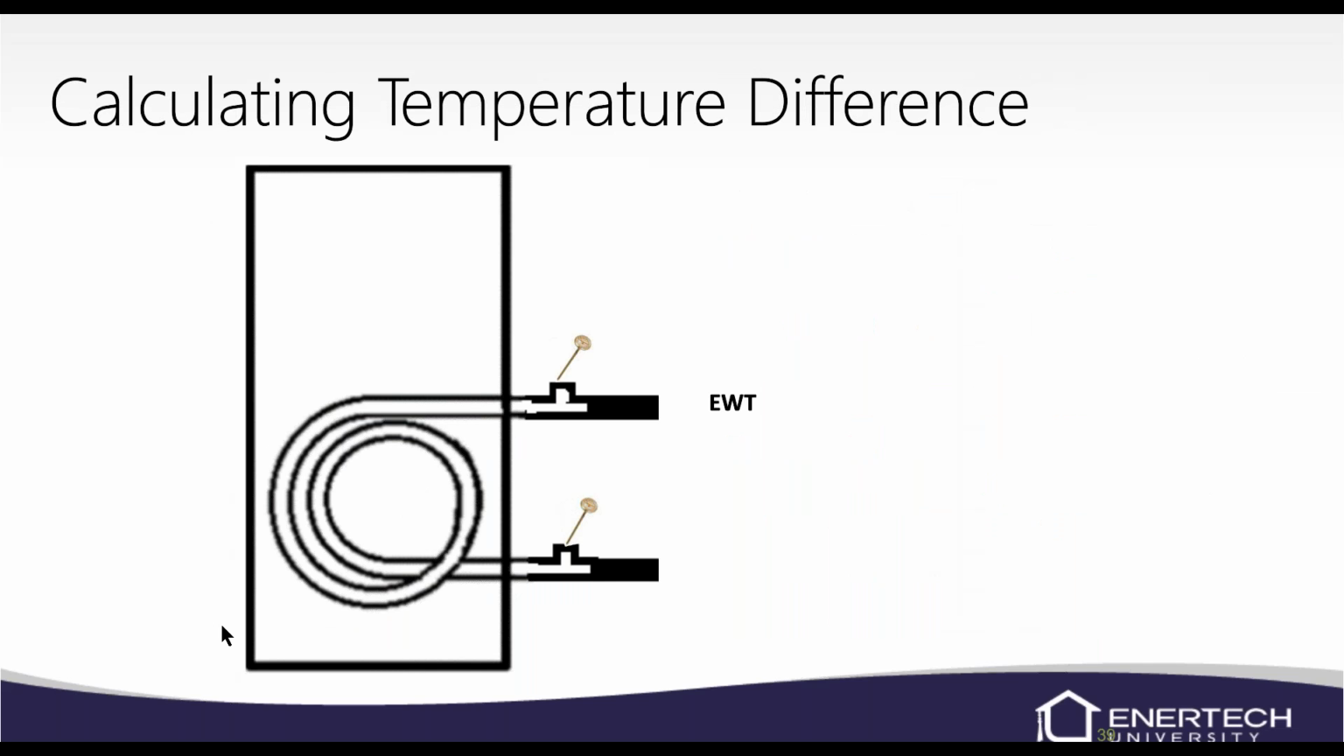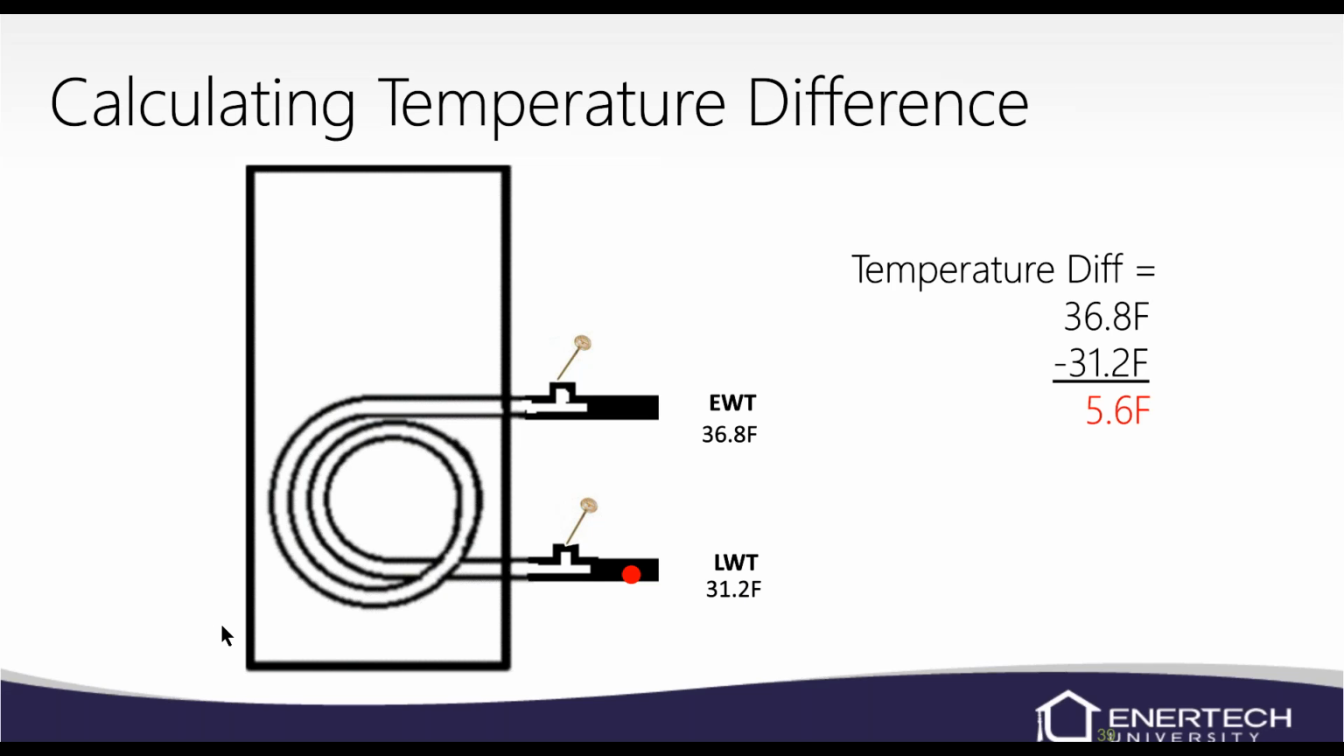Temperature difference, if you can do math, you can do temperature difference. So if we have the entering water temperature here of 36.8 and we're leaving at 31.2, we just do the math and that gives us our temperature difference, 5.6. Normally we're going to be somewhere between 6 and 8 degrees depending on water flow for a closed loop. And on an open loop we're going to normally have about double that, so 12 to 16 degrees.